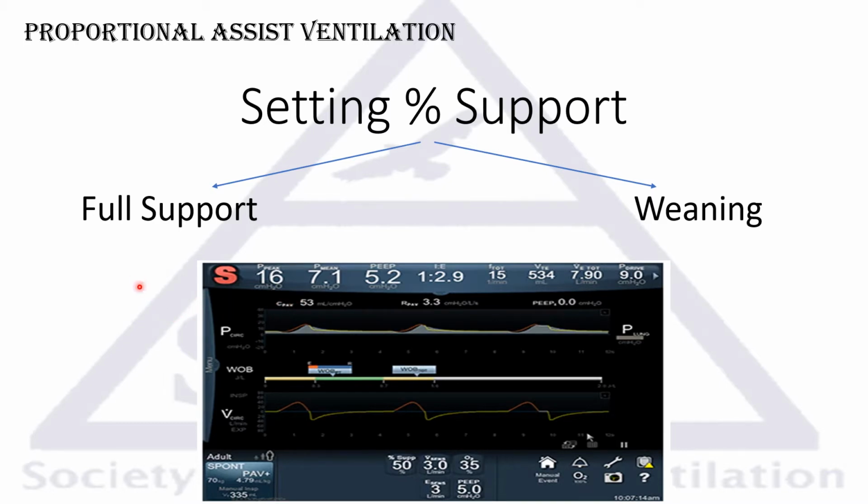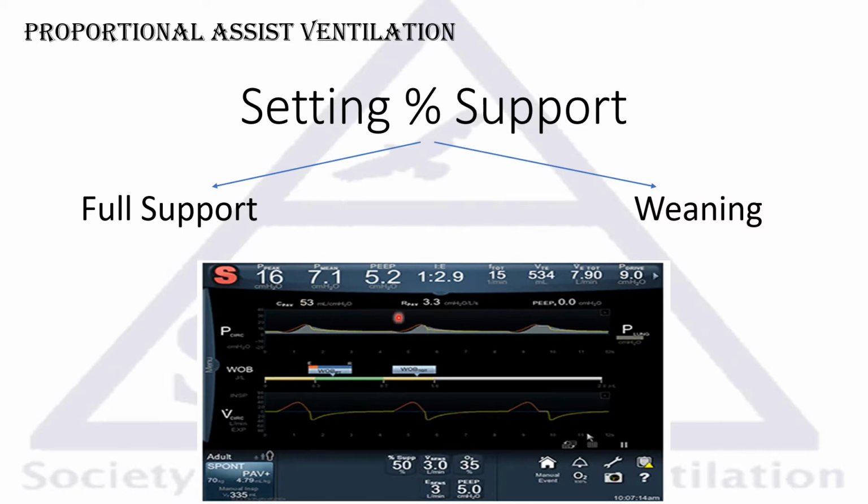So basically the way I use it is, if I'm using it for full support, of course I'm going to start the percent support a little bit higher. What I didn't say is that the percent support can go from 5% up to 95%, although that might be too high. So start somewhere around 80 to 90% and keep an eye, of course, on the driving pressure, because if the airway pressure, say, for example, is 30 and your PEEP is 5, that's 25 of driving pressure. That's pretty high, so you can decrease that.